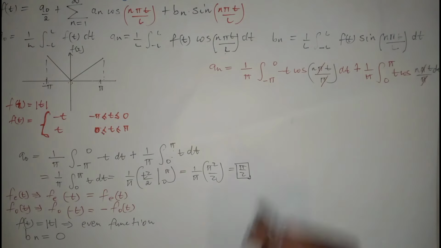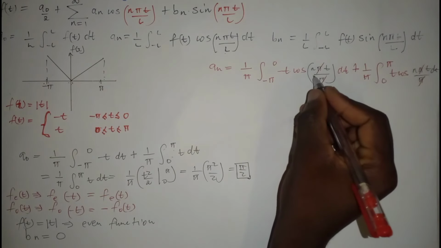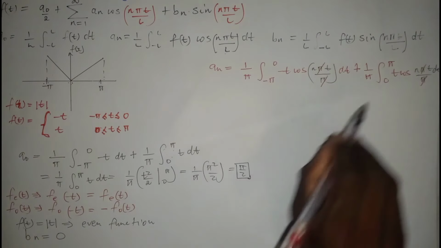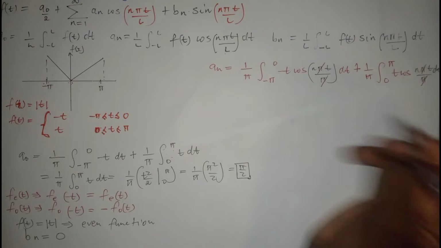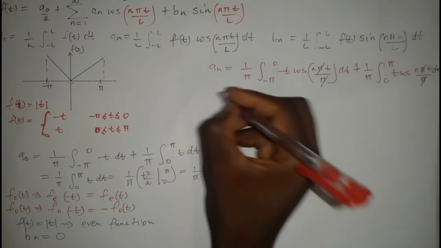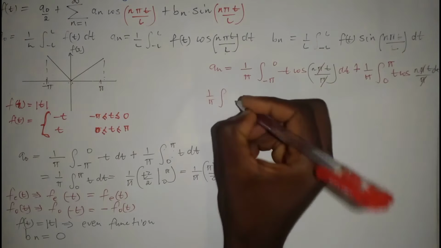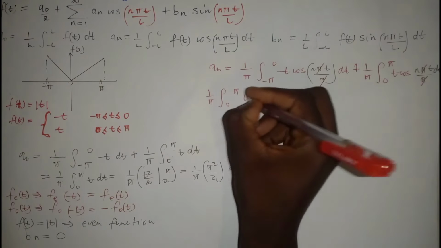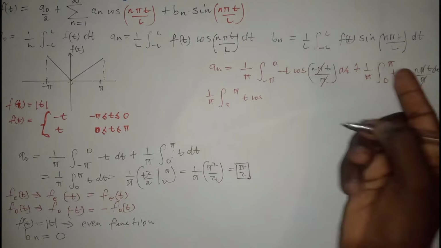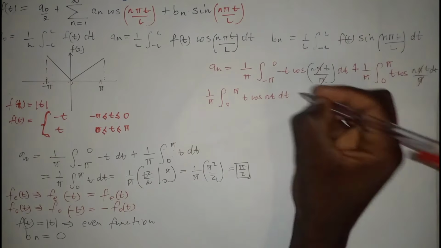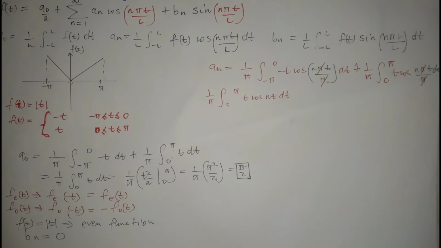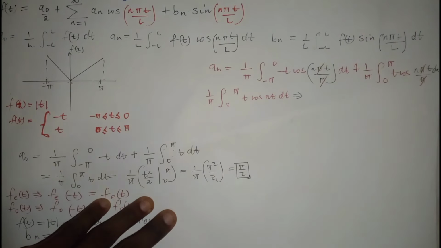So I'm going to integrate this one using integration by parts. I'm going to choose the one with the positive sign, because I just like something with the positive numbers. So I'm going to say the integral of 1 over pi, the integral from 0 to pi, of t cos(nt), the pi has been cancelled, dt. So I'm going to integrate this by parts.